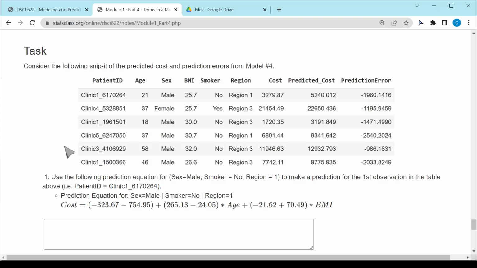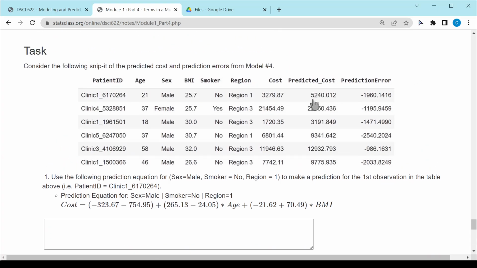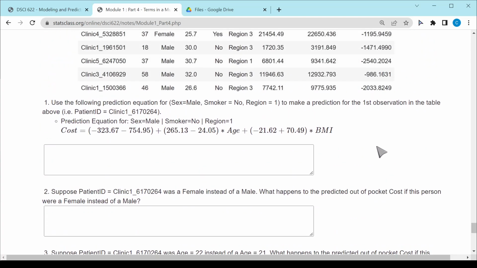Okay, the task here then for this module is just to make some predictions for this first person here in this list. The answer is provided here, the 5240. Okay, but it's just how would I go about getting those predictions. So this first one is just showing me how the 5240 was calculated. And then I just start switching things up on you.